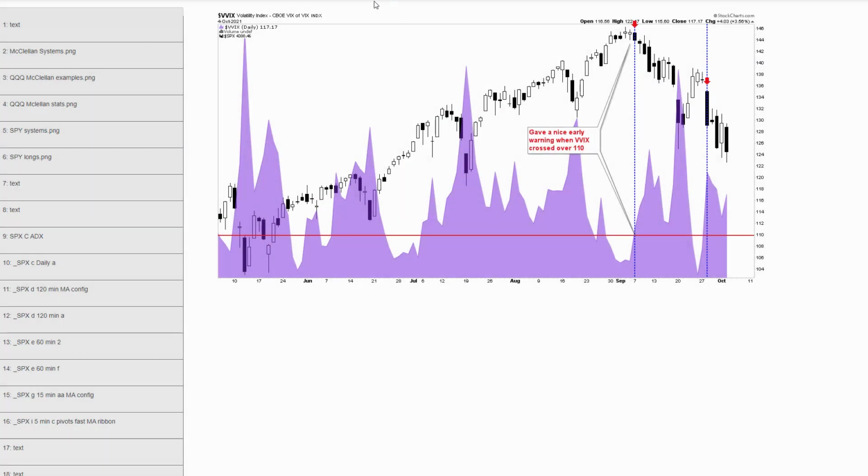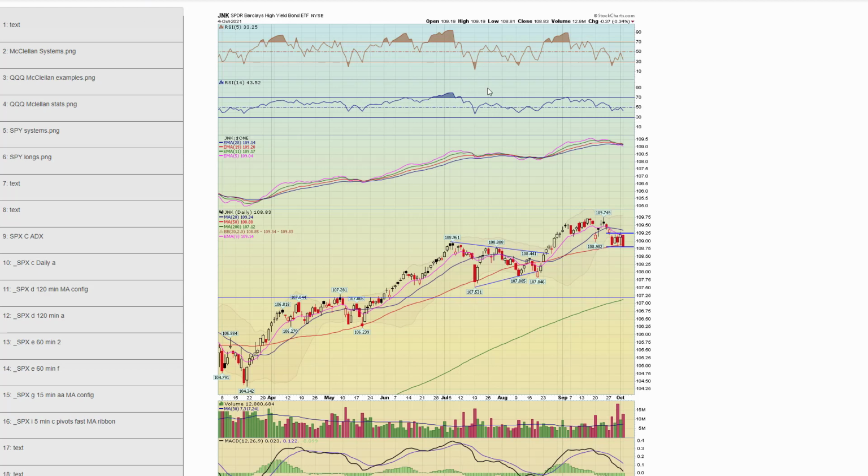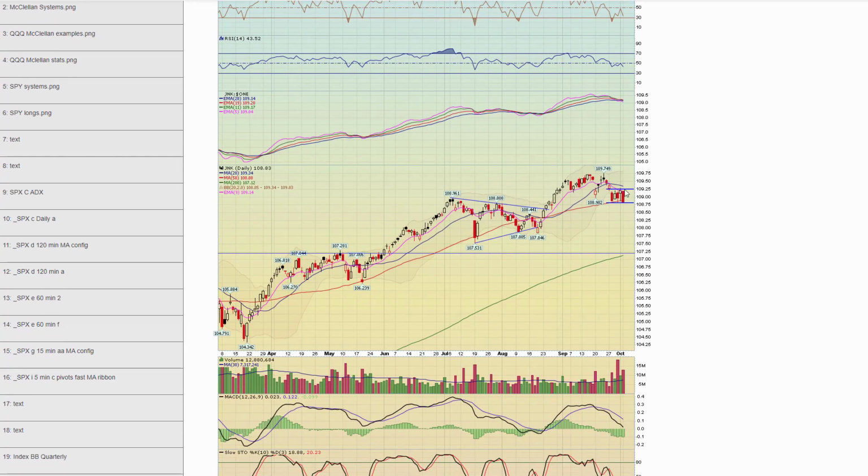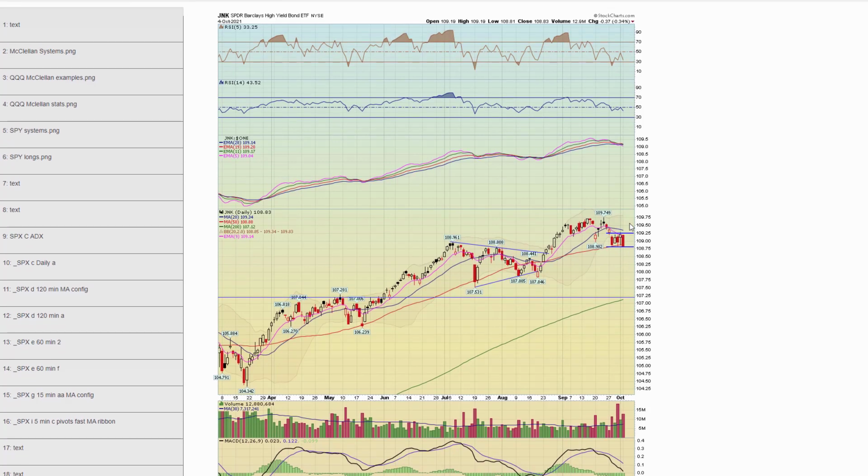Next. Chart number 37, JNK, high yield corporate, junk bonds. This looks precarious. Not a lot of support here. It looks like a bear flag at this point.